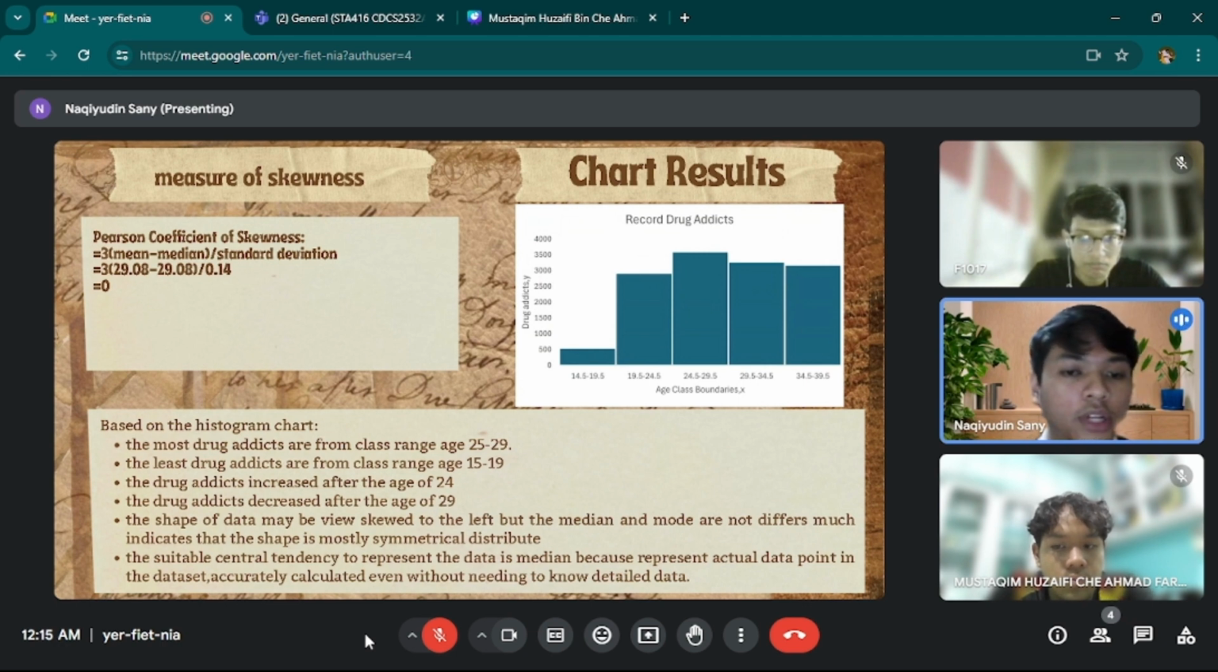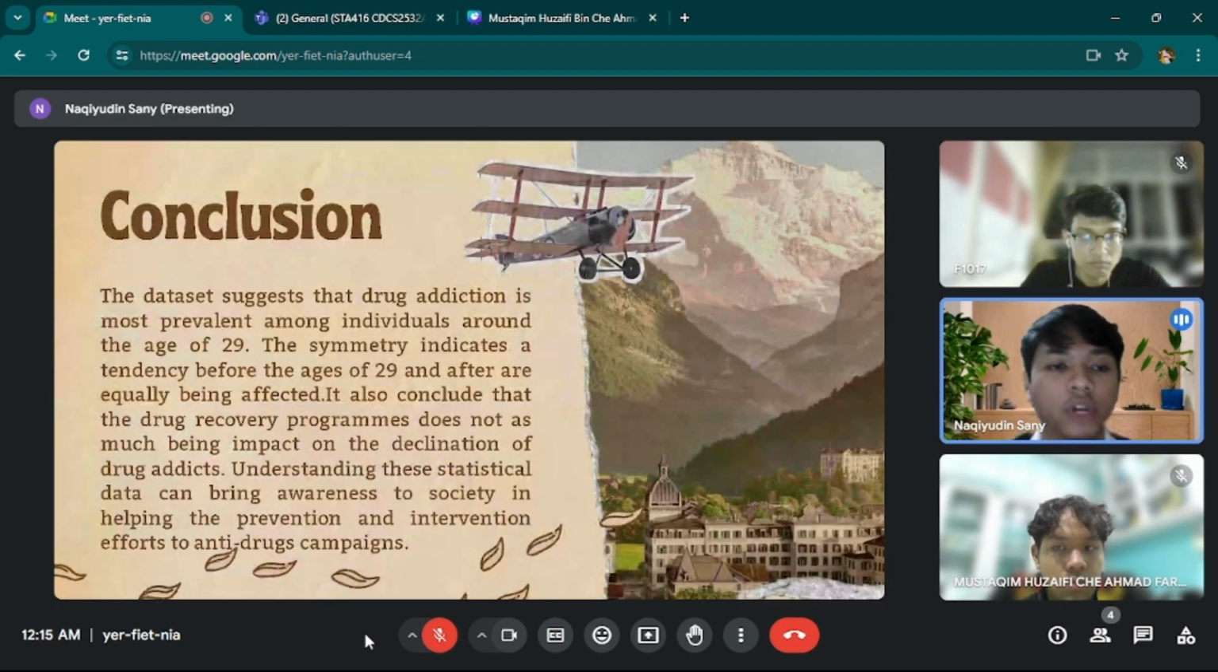The shape of the data, as I said before, may be skewed to the left, but the median and mode do not differ much, which makes it a mostly symmetrical distribution. The suitable central tendency to represent the data is the median, because the median represents an actual data point in the data set, which is accurately calculated even without needing to know detailed data of the variables.